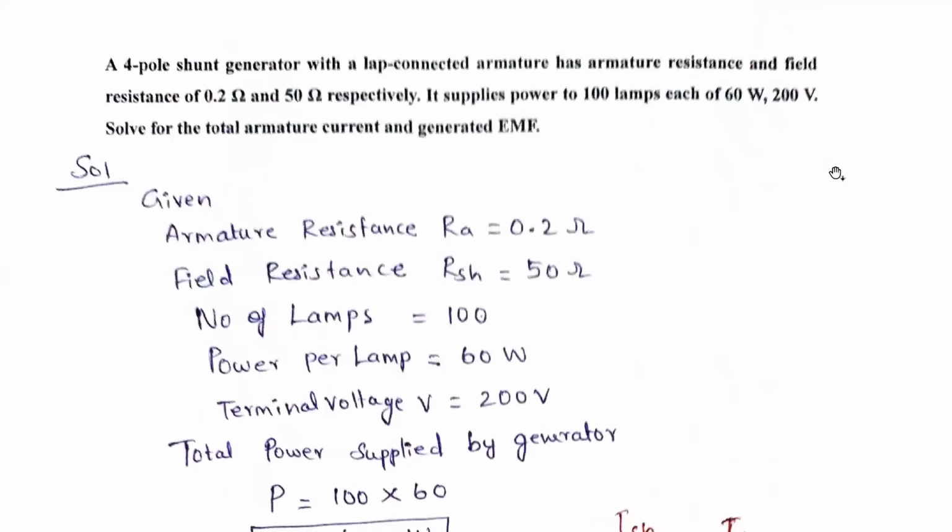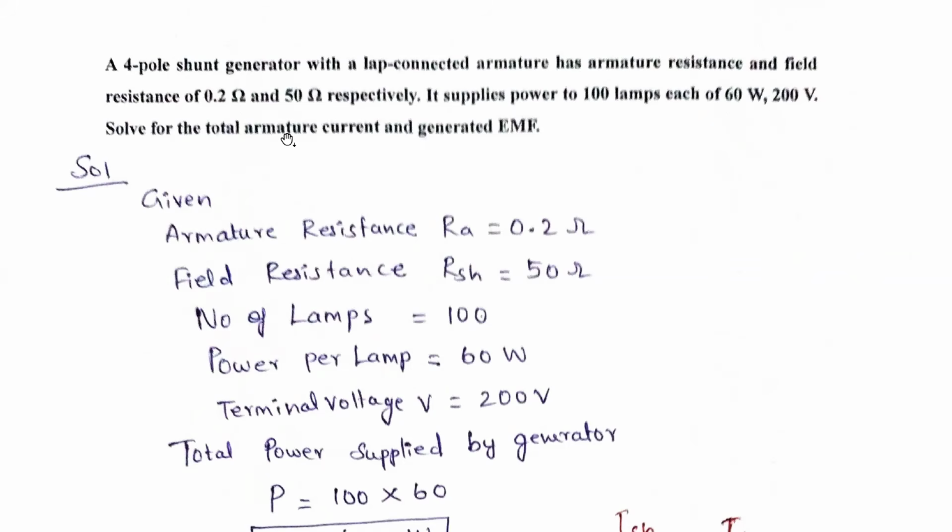Good morning. Today we are going to solve a problem on a DC shunt generator. Take down this problem. A 4-pole shunt generator with lap-connected armature has an armature resistance and field resistance of 0.2 ohms and 50 ohms respectively. It supplies power to 100 lamps, each of 60 watts, 200 volts. Solve for total armature current and generator EMF.